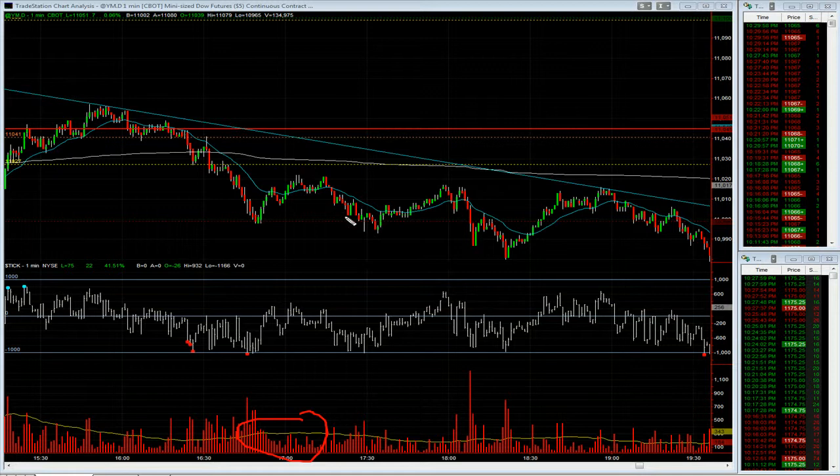Probably why I took the second push. Got the second push. When I got this nice little candle here, I thought, okay, well, I'll be given another opportunity there. So there was my long. I took the long there, and my stop was going to be just below the low.